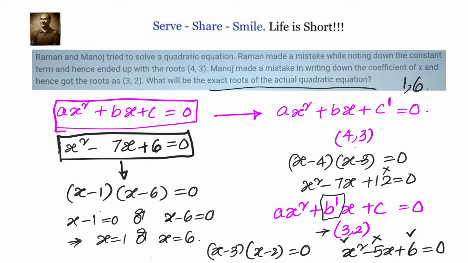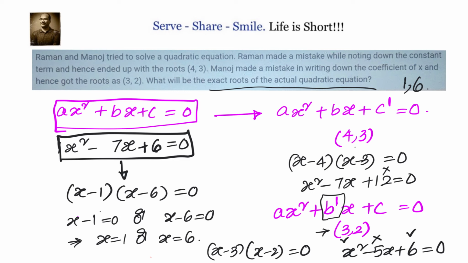Let's have a recap of this problem. Raman and Manoj tried to solve a quadratic equation. Raman made a mistake while noting down the constant term and hence ended up with the roots as 4, 3. Manoj made a mistake in writing down the quotient of x and he got the roots as 3, 2. What will be the exact roots of the actual quadratic equation?